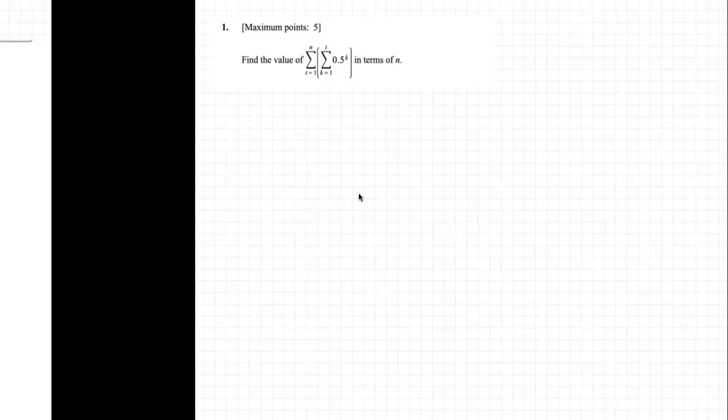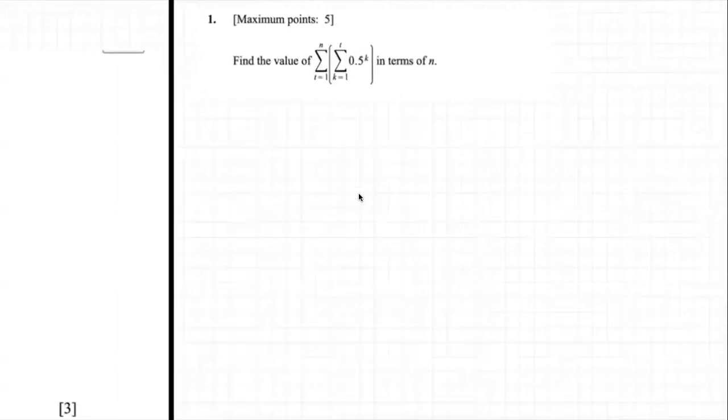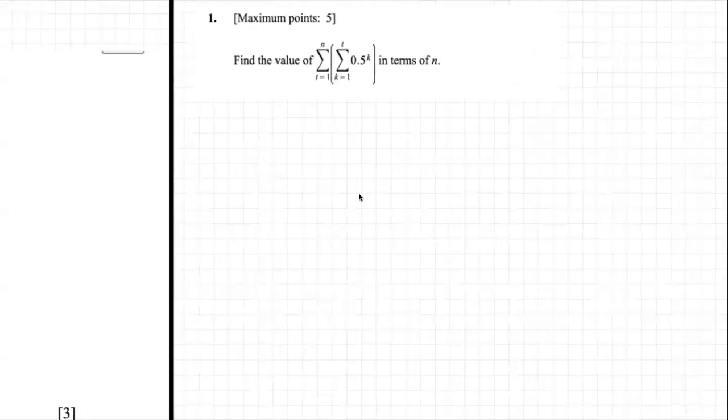I have a really interesting question in front of you, which carries a total of 5 points in your IB final exam. It says: summation where t is equal to 1 goes up to n, and opens a bracket, and in that there's a summation where k is equal to 1 goes up to t, of 0.5 to the power of k.